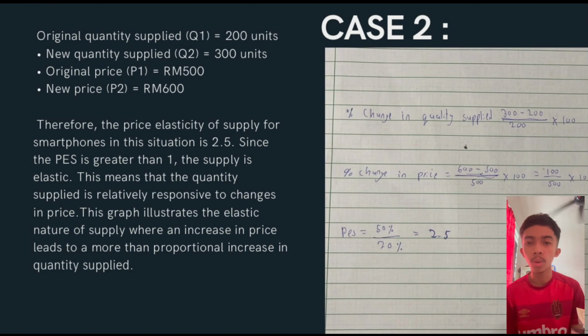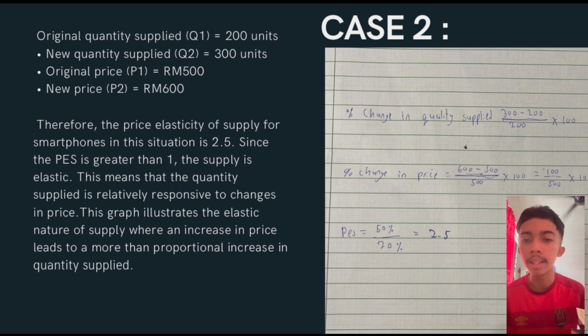Alright, for case 2, the original quantity supplied Q1 is equal to 200 units. The new quantity supplied Q2 equals 300 units, and the original price P1 is RM 500. The new price P2 is RM 600. Therefore, the price elasticity of supply for the smartphone in this situation is 2.5. Since it is greater than 1, the supply is elastic. This means that the quantity supplied is relatively responsive to change in price.